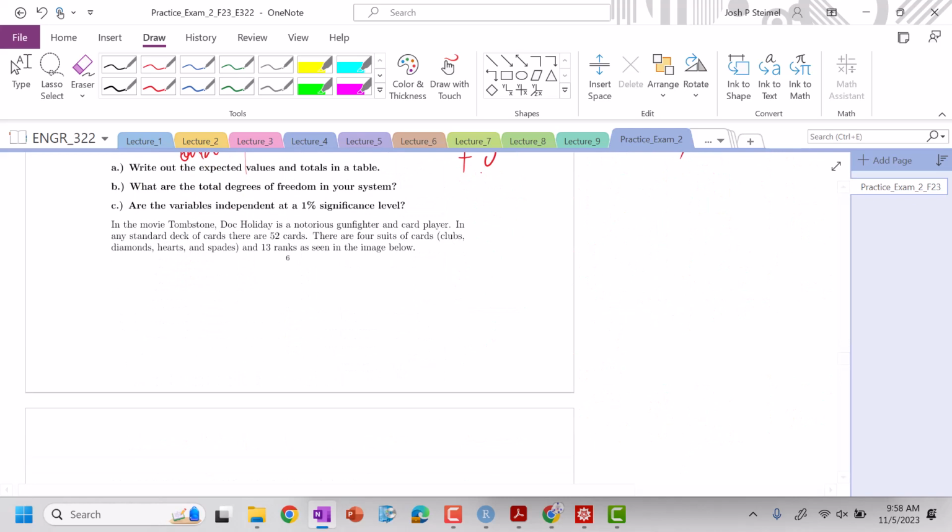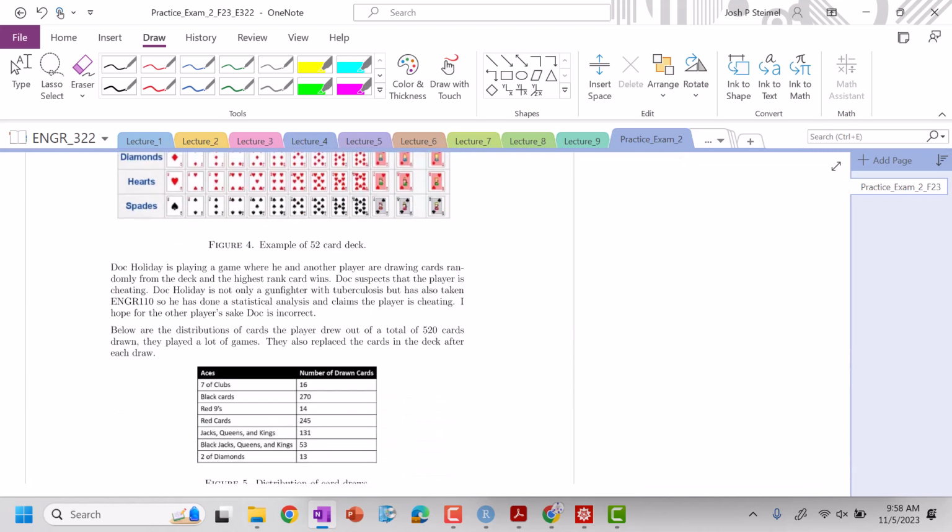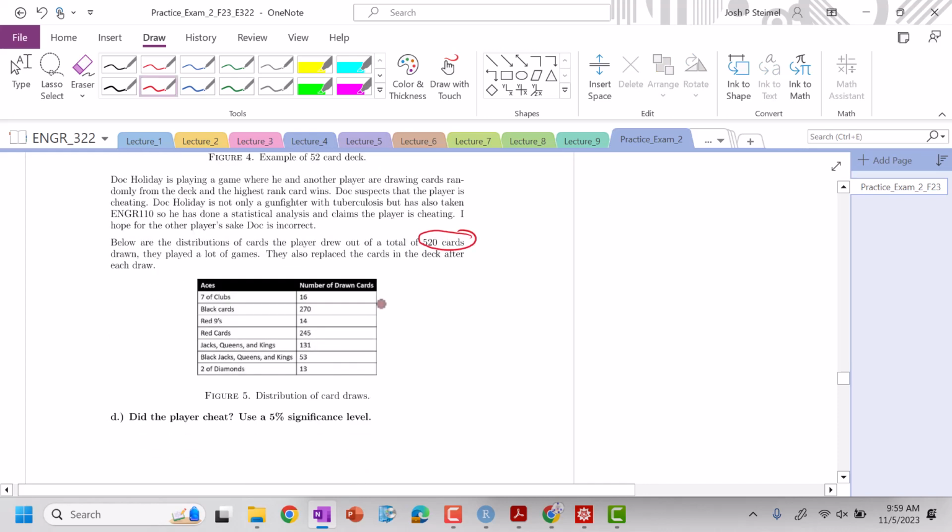Excellent. Finally, we're looking at 52 cards. We're looking at randomly pulling players from a deck. So they drew 520 cards. They played a lot of games. They replaced the card in the deck each time after. So these were the observed. So we need to figure out what are some observed and expected values.